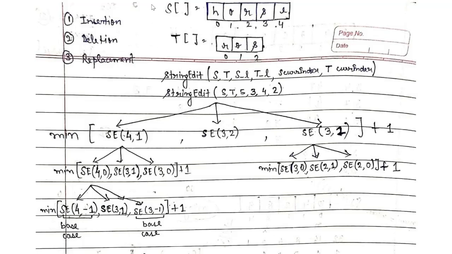So what are the operations which we can perform? There are 3 operations: an insertion, a deletion and a replacement. So how do we simulate that? We will see over here. Now this is the branch for insertion, this is the branch for deletion, this is the branch for replacement.